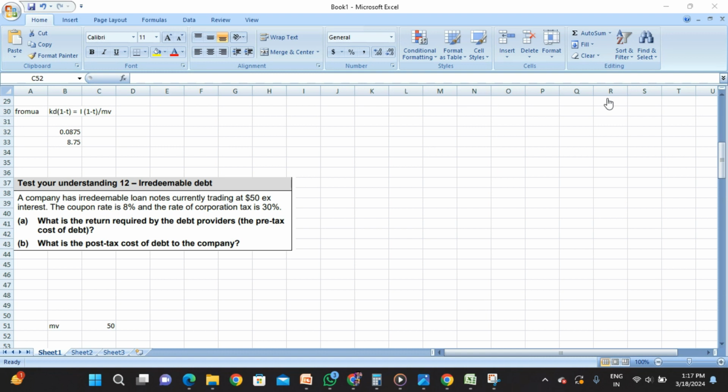The question was, a company has irredeemable loan notes currently trading at $50. The coupon rate means the interest you are receiving from the company, and the rate of corporate tax is 30%. In this we have to calculate two things. First, what is the return required by the debt providers, which is the pre-tax cost of debt. Second, what is the post-tax cost of debt to the company? This is very similar to the above one.